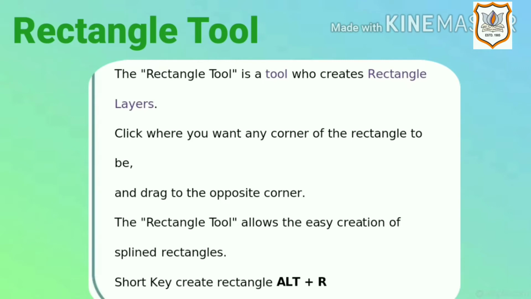To draw a rectangle, select the rectangle tool, click where you want any corner of the rectangle to be, and then drag to the opposite corner. The rectangle tool allows the easy creation of splined rectangles. The shortcut key to create a rectangle is Alt plus R.